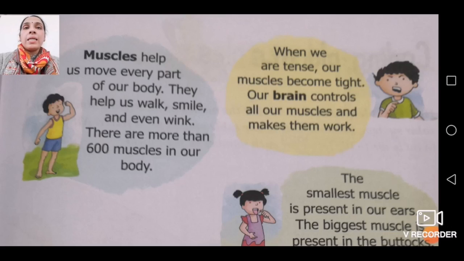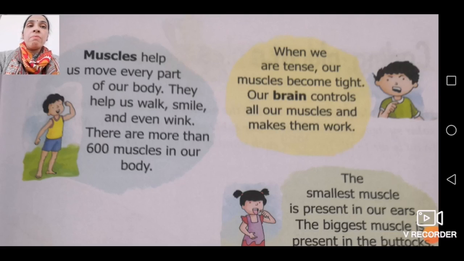Now when we are tense, जब हम टेंस होते हैं, our muscles become tight. Then we do not laugh. हम तब नहीं हंसते हैं. जब हम टेंस हो जाते हैं तब क्या होता है, मसल्स हमारी टाइट हो जाती हैं. And our brain controls all our muscles. ब्रेन हमारा सारे मसल्स को कंट्रोल करता है and makes them work. Our brain controls all our muscles and makes them work.